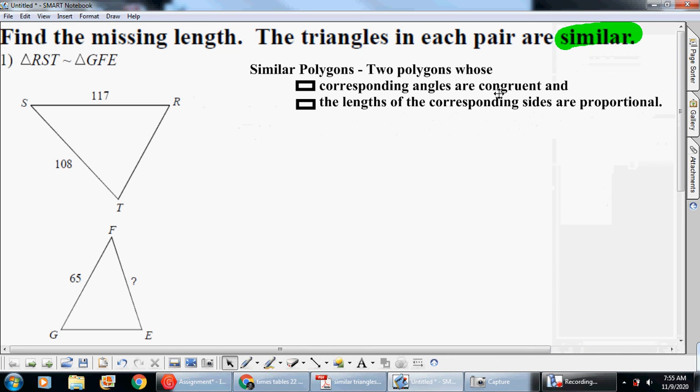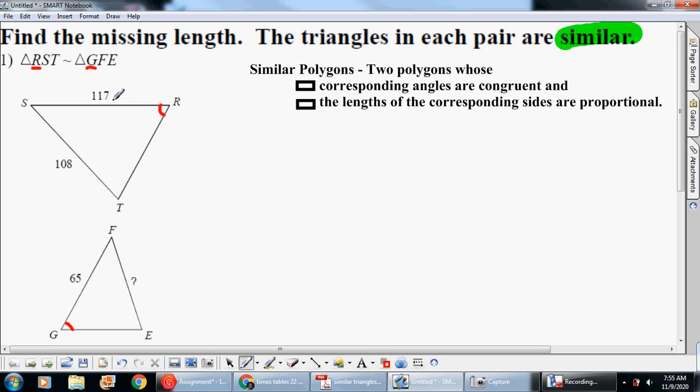Okay, corresponding angles are congruent. Remember, corresponding angles means that they're in the same position. So, for example, angle R is congruent to angle G. So R, with one tick mark, is congruent to angle G. That means they're corresponding, they're in the same position, okay? In this case, the triangles are not oriented in the same direction, okay?